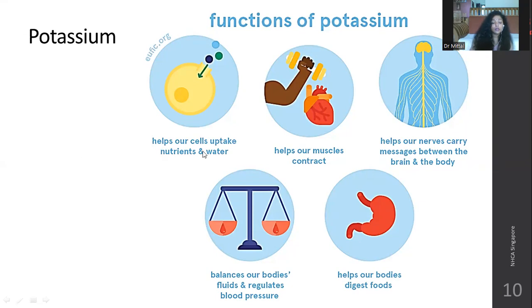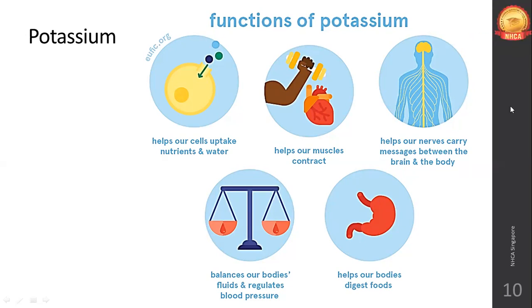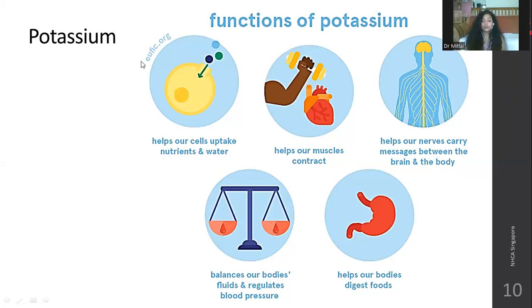Potassium will help your body to uptake nutrients and water. It helps your muscles to contract. It helps your nervous system to carry messages between the brain and the body, similar to sodium. Sodium also has a similar function. So potassium also helps in the health of your nervous system.